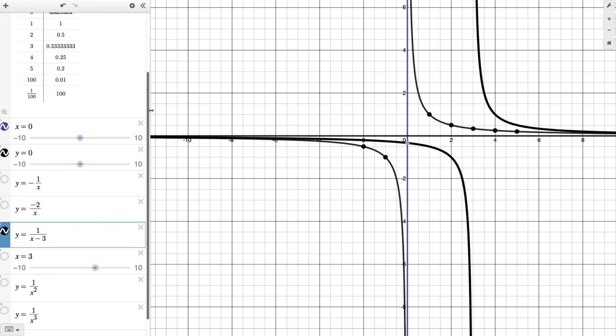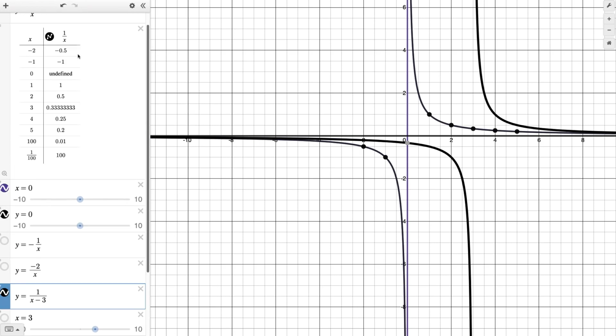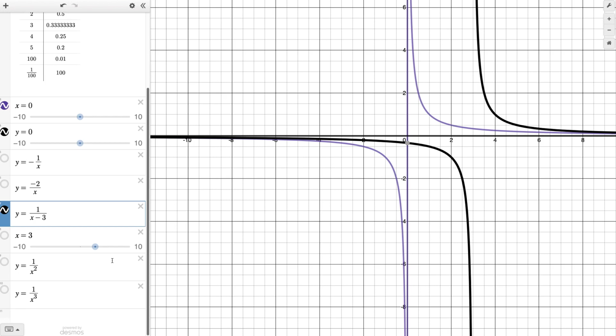Okay. Let's maybe take this table of values off here. We don't need that anymore. There we go. You can see that what? The black one, which is 1 over x minus 3, is actually the purple one, which is 1 over x, shifted over 3 units. In order to see that, here's something we want to do here. Let's put this up here.